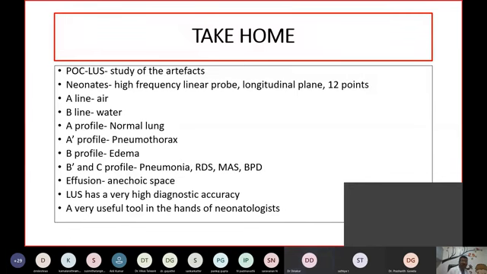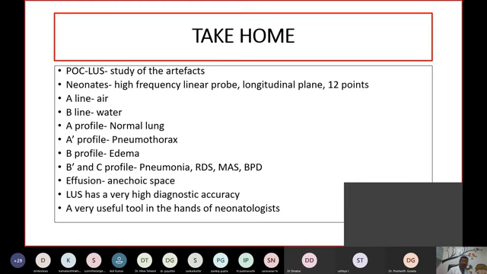A line stands for air, but it doesn't distinguish between pleural and alveolar air. B lines are for water. A profile, we already know what is A profile. A profile is normal lung. A-dash profile, pneumothorax. B profile, edema. And as I told you, B-dash profile and C profile, it can be pneumonia, RDS, meconium aspiration, or BPD.